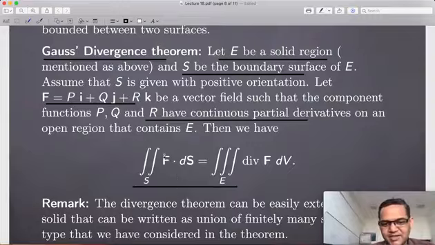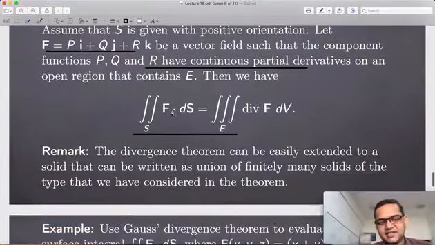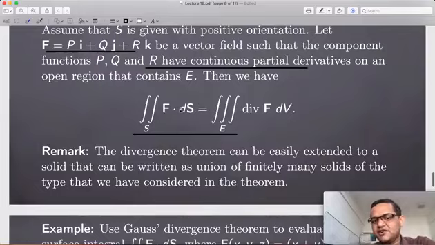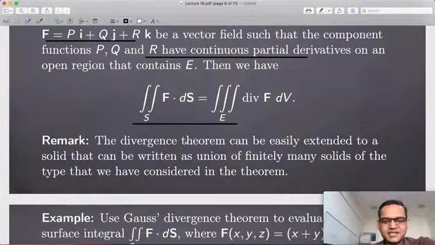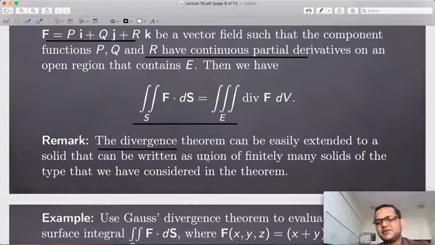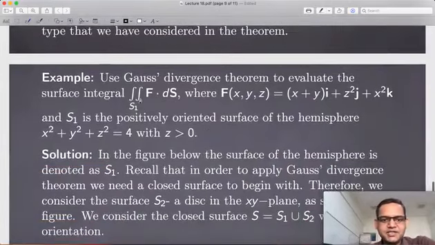By now you know what the surface integral is, isn't it? You can rewrite this as F dot the outward unit normal, times dS, the surface area element. Again, this is a remark we are very familiar with by now: if you have more than one solid, this theorem can be written for a finite union of solids of the same type that we can deal with. Let me give you an example here.